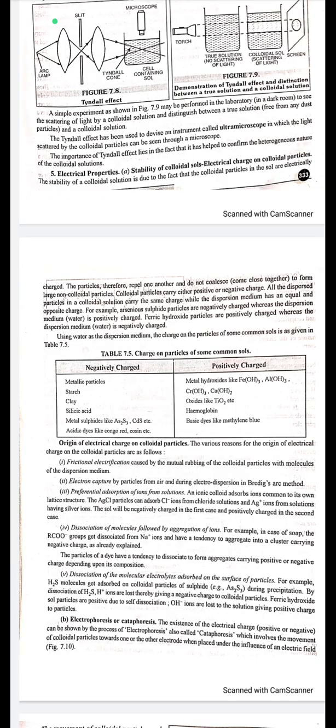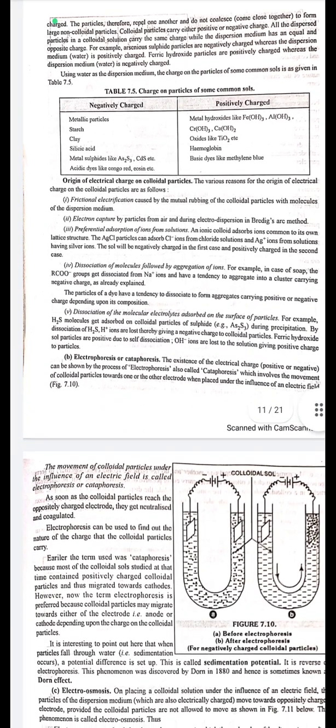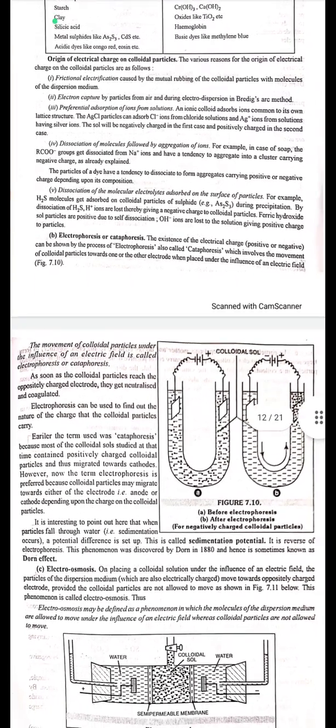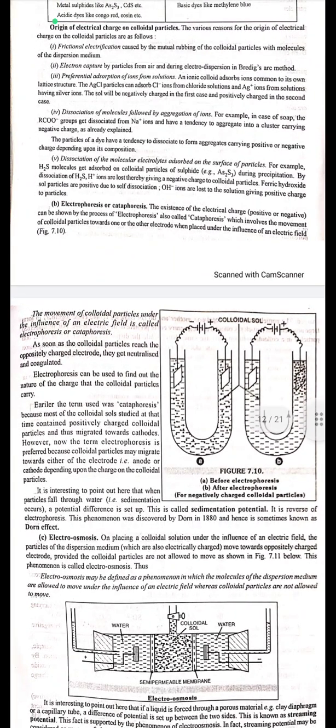Origin of electrical charge on colloidal particles. The various reasons for the origin of electrical charge on colloidal particles are as follows. First, frictional electrification. Second, electron capture. Third, preferential adsorption of the ions from solution. Fourth, dissociation of molecules followed by aggregation of ions. Fifth, dissociation of the molecular electrolytes adsorbed on the surface of particles.